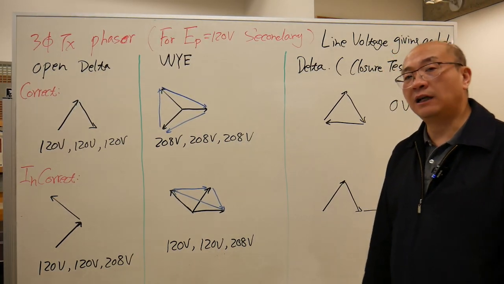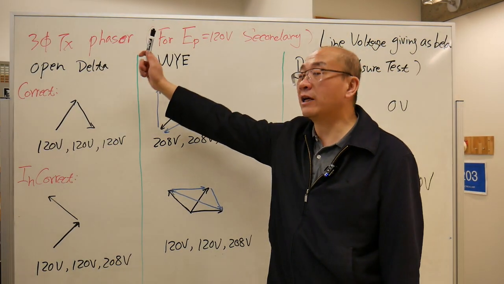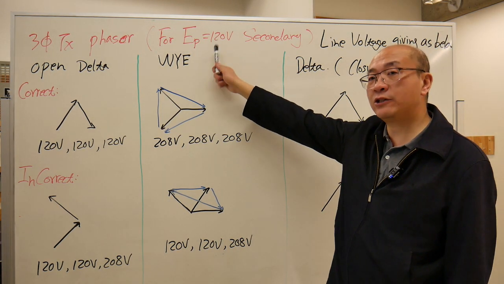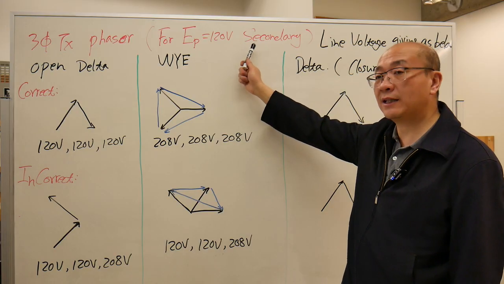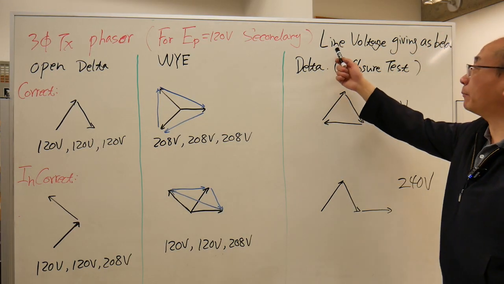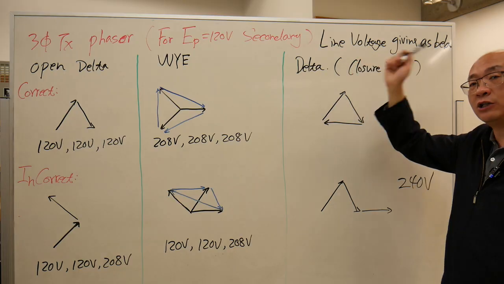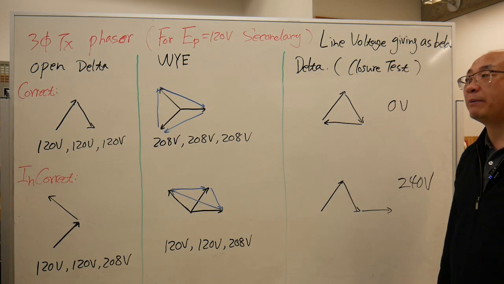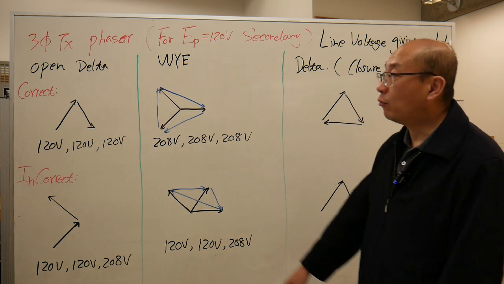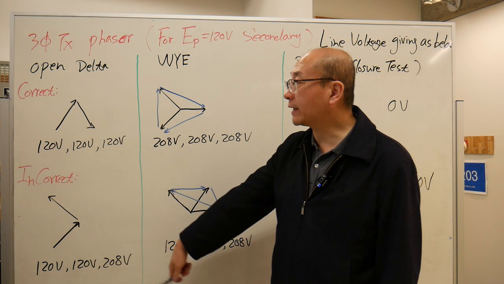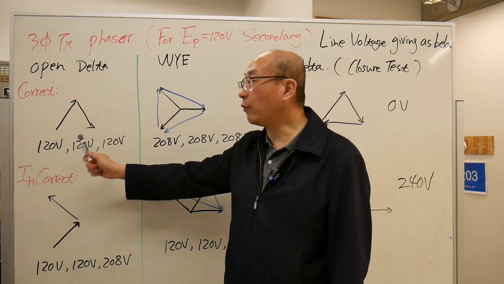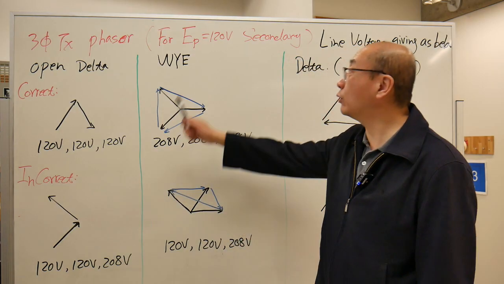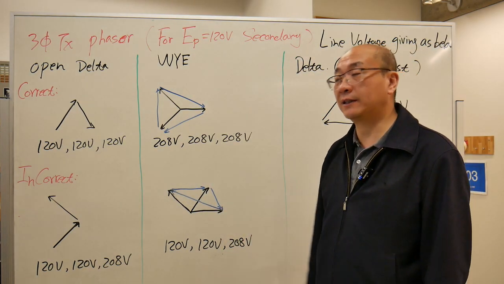I summarize the whole thing for you. For the three-phase transformer, I gave you the phasor diagram. I gave you the sample where each phase is 120 volts on the secondary side. The black lettering below each phasor diagram is the line voltage supplied by each connection. When I have an open delta connection, if I connect them right, I will have 3 equal voltages, 120 volts, 120 volts, 120 volts. It's equal to the phase voltage because it's delta.